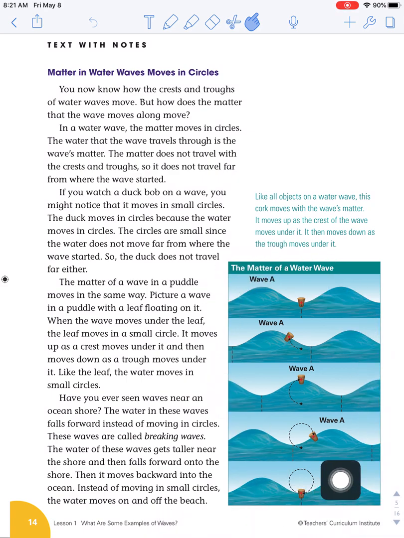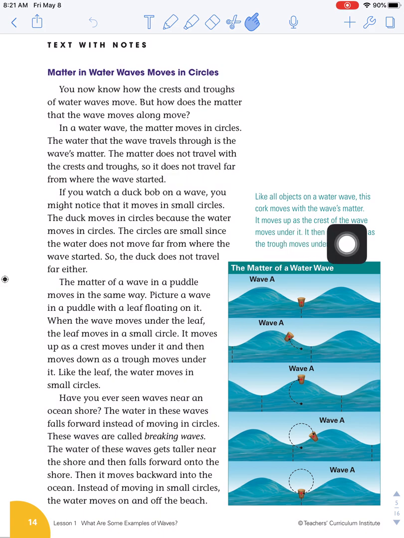And then here's the matter of a wave. And you can see here's the cup. That would be like your raft, right? And then it moves, then it rounds, and it makes a circle. So it says, like all objects on a water wave, this cork, oh, I thought it was a cup. It's a cork. This cork moves with the wave's matter.